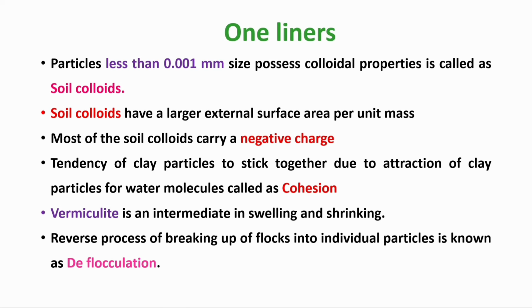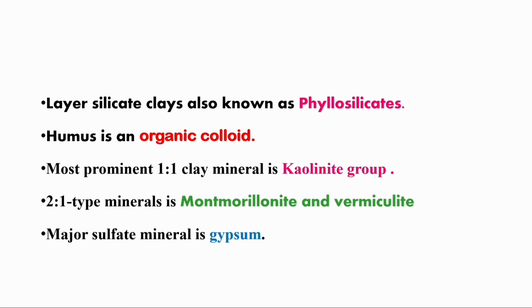One-liners continue. Layer silicate clays are also known as phyllosilicates. Humus is an organic colloid. Prominent 1:1 clay mineral is the Kaolinite group. 2:1 type minerals are Montmorillonite and vermiculite. Major sulfate mineral is gypsum.